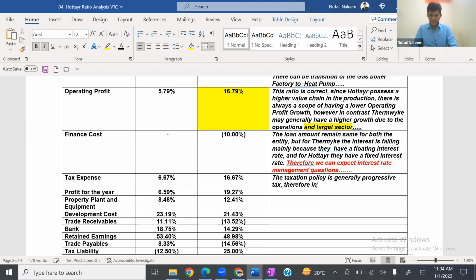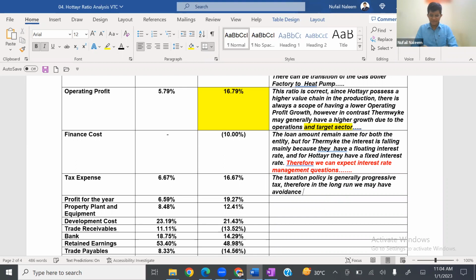Therefore, in the long run, we may have tax avoidance challenges. Yes or no, students? Tax avoidance challenges. Makes sense, no, students? Not tax evasion, tax avoidance. Tax avoidance is legal. Agree, no, students? Tax evasion is only illegal. Are you getting what I'm saying? Ethical issues can come.